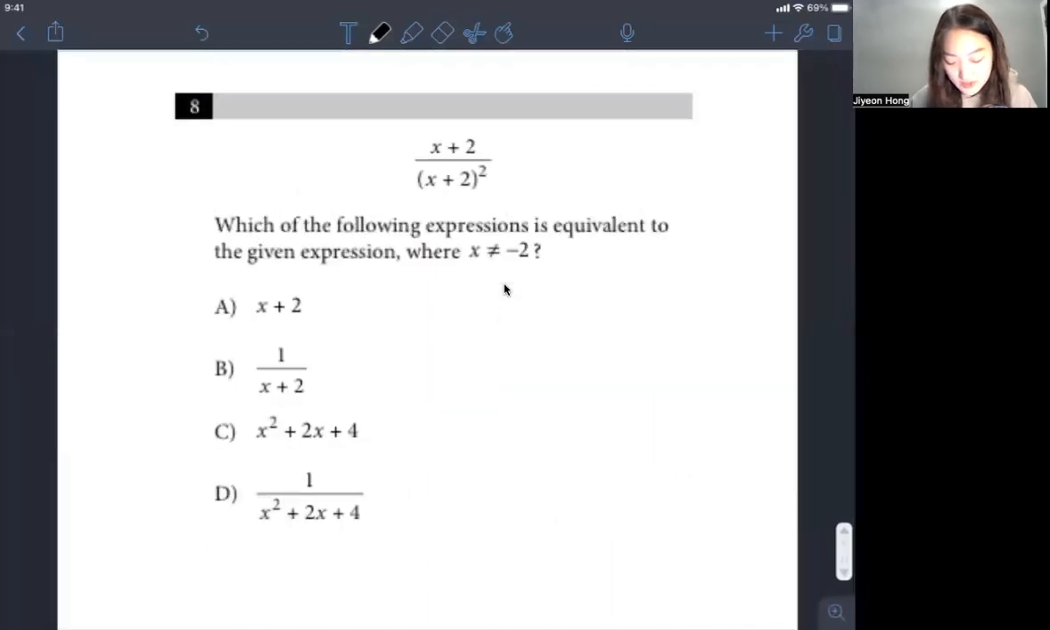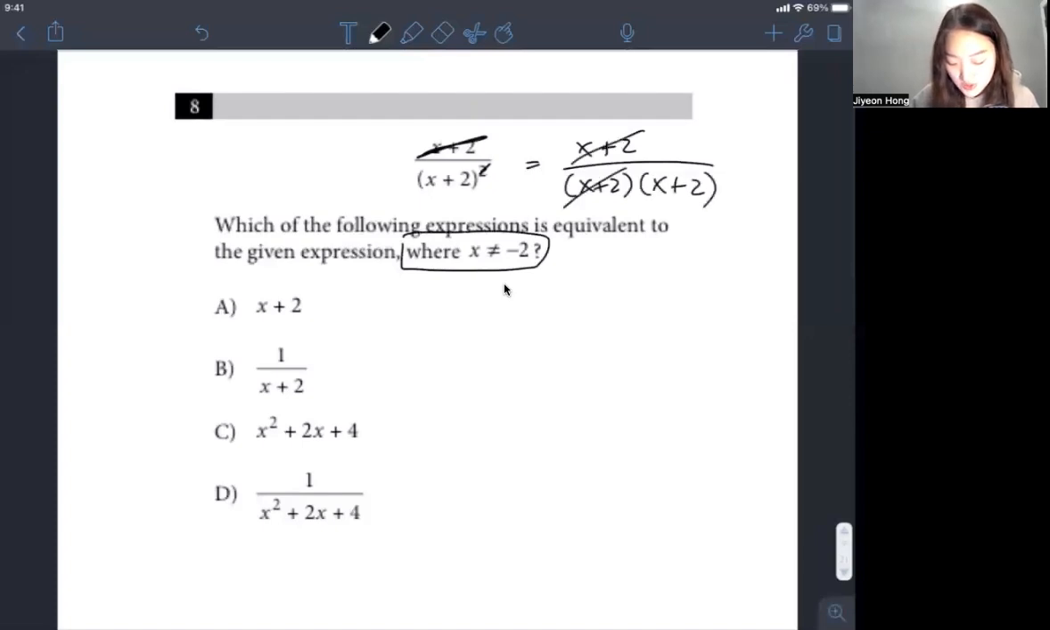Which of the following expressions is equivalent to the given expression where x does not equal -2? So whenever it has this condition, you can ignore it and simplify the expression and see where it gets you. In this case, I'm going to cross out x plus 2 with this exponent, because this means x plus 2 divided by x plus 2 times x plus 2. So I'm just simplifying this, which is equal to 1 over x plus 2, which is B.